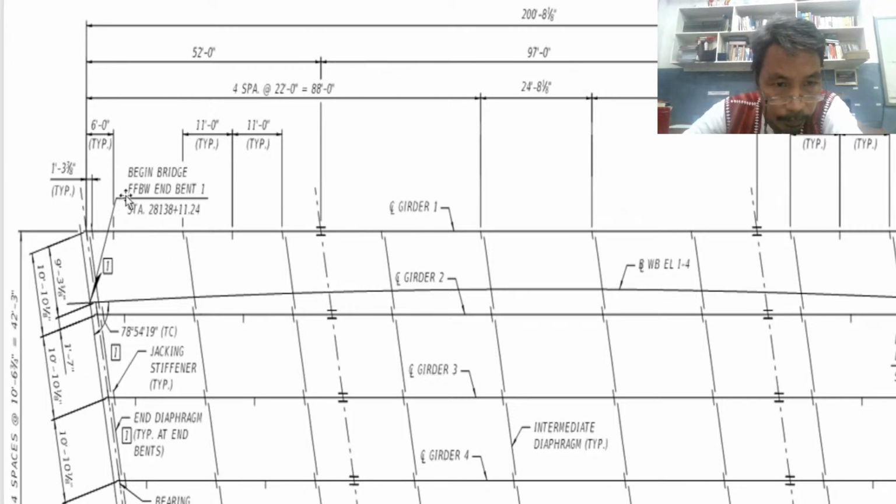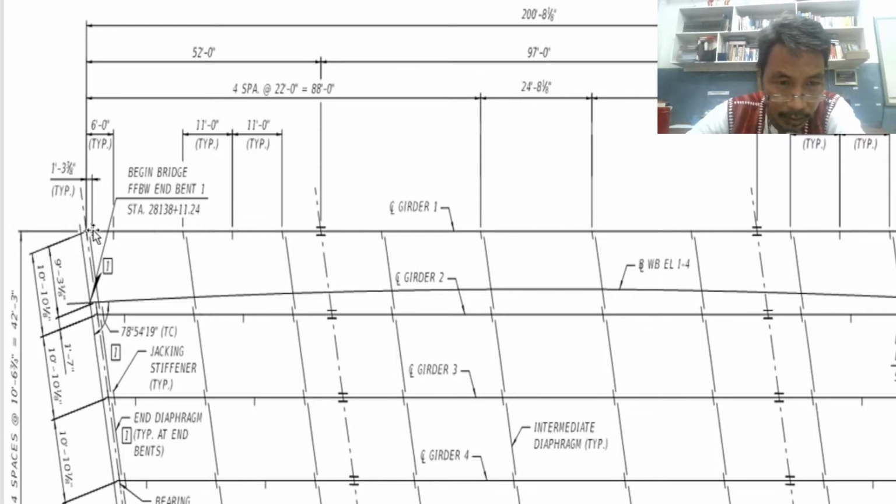We have begin bridge, FFDW and end bent. So end bent, that is one of the main substructure components. The definition of end bent is where the bridge begins and the highway ends. The road ends and the bridge begins. That is the end bent. Therefore, end bent 1. And we have typical distance from end.